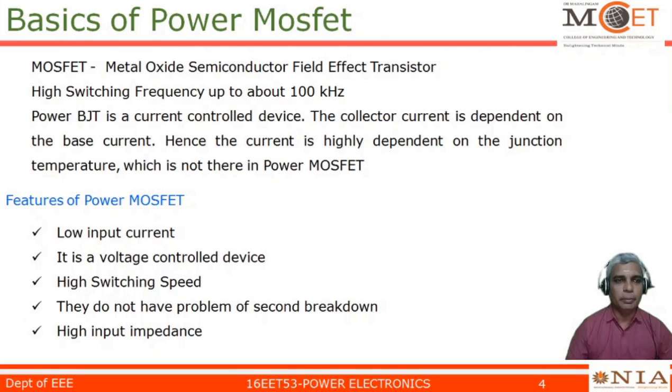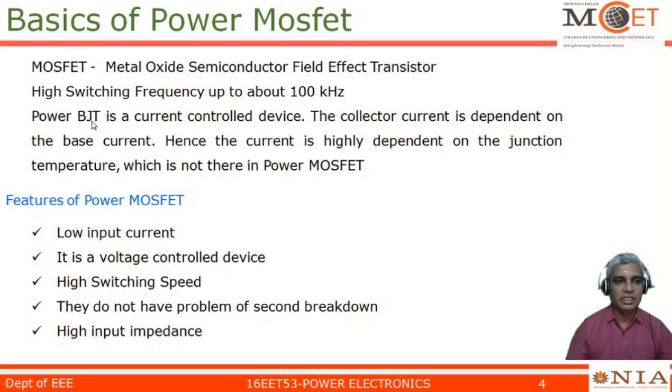Now let us go into the basics of Power MOSFET. MOSFET is generally abbreviated as metal oxide semiconductor field effect transistor. The biggest advantage of MOSFET is that it can switch at very high frequency, up to 100 kHz. That means the fastness of this MOSFET is very high. Generally, we will compare Power MOSFET with Power BJT. The detailed comparison we can see in the next video.